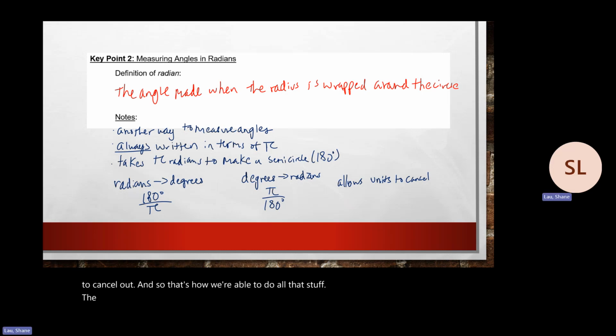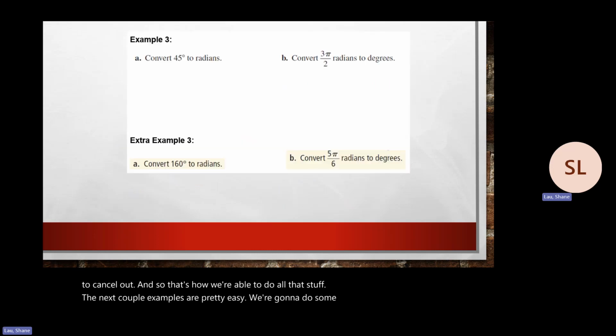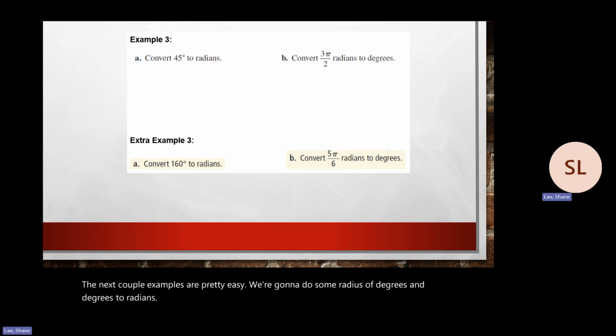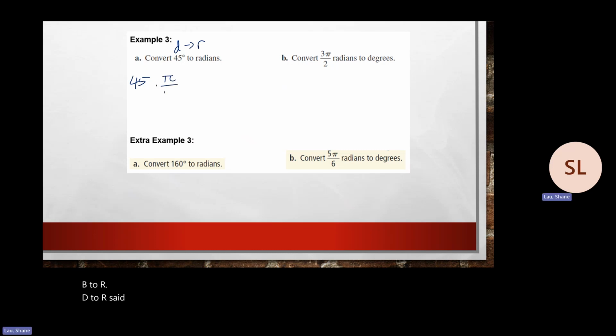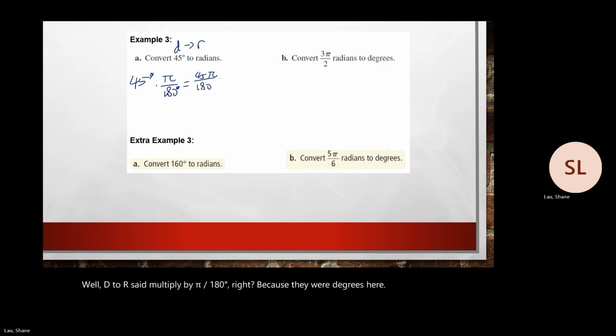The next couple examples are pretty easy. We're going to do some radians to degrees and degrees to radians. So if we're converting 45 degrees to radians, right, we're going from D to R. Well, D to R said multiply by pi over 180 degrees, right? Because we have our degrees here. Those are going to cancel each other out. We're left with 45 pi over 180, which equals 1 over 4 pi. Okay. And that's our answer.